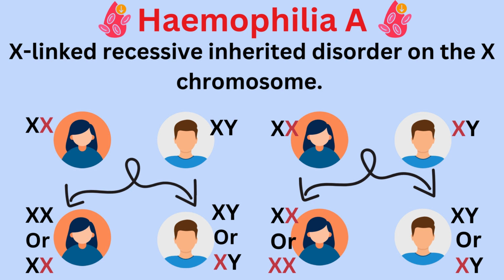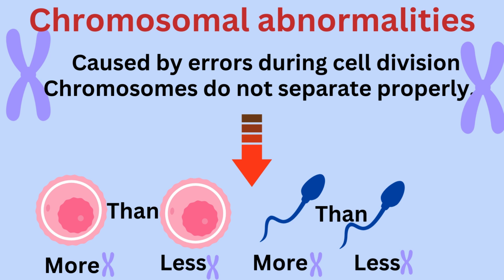So now we are going to talk about chromosomal abnormalities. Chromosomal abnormalities are abnormalities found on our chromosomes. Like I said, we have 46 chromosomes, we have 22 pairs of autosomes, and we have one pair of sex chromosomes that is found in our gametes, which are sex cells, the egg and the sperm.